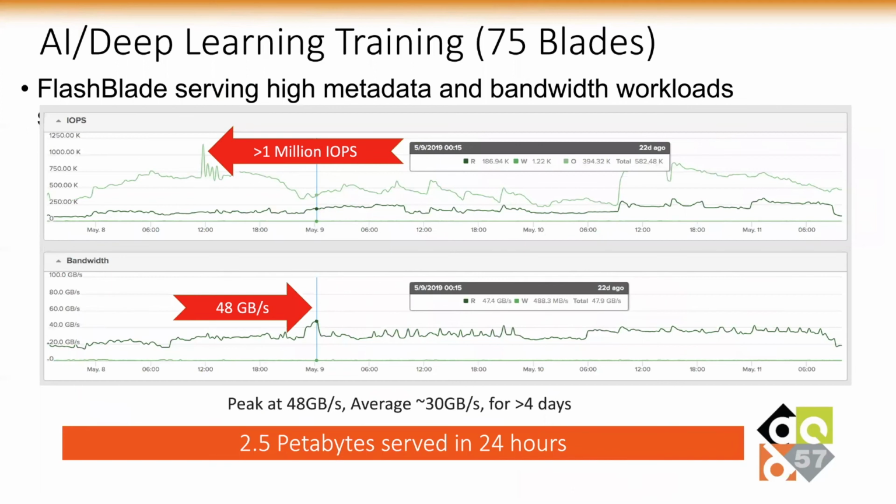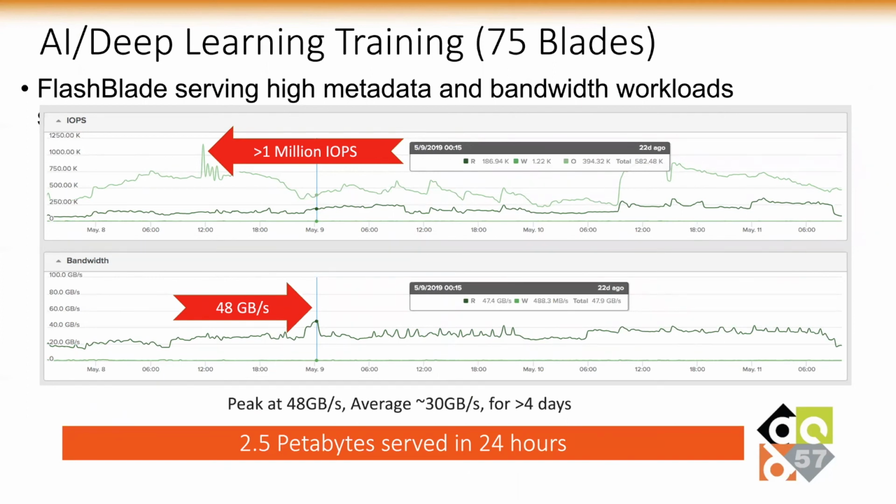This is not actually an EDA profile, but this is from a customer doing deep learning training on the FlashBlade. This customer is a very large social media company doing training across video data, audio data, just text messages and things of that nature.